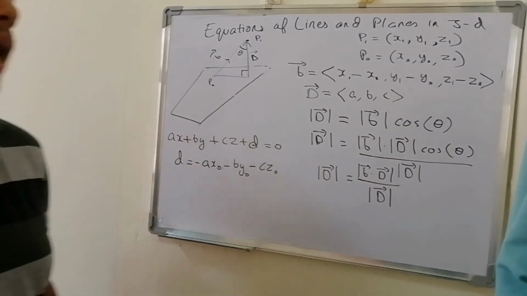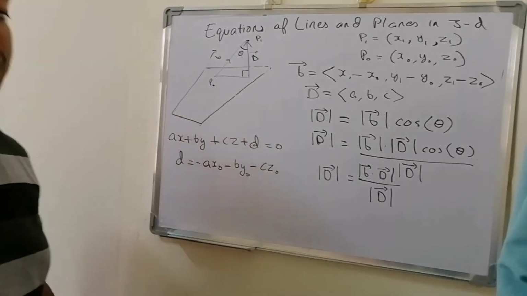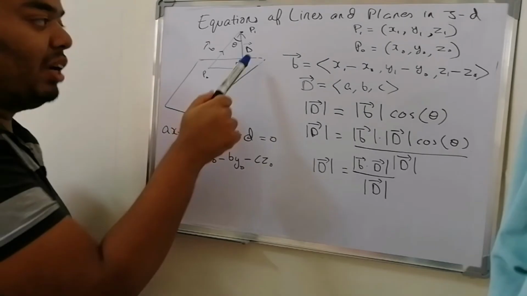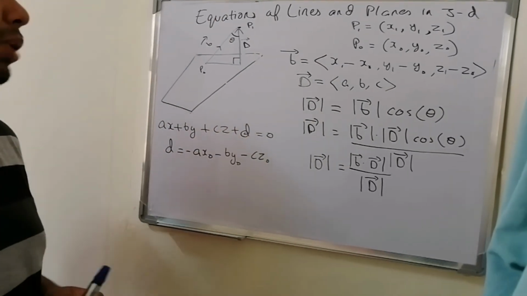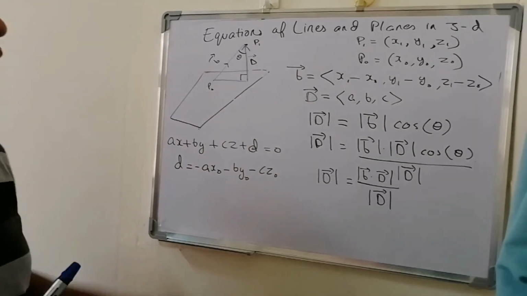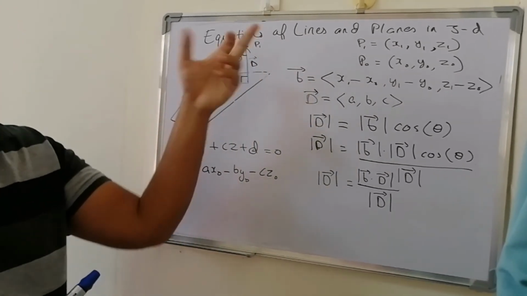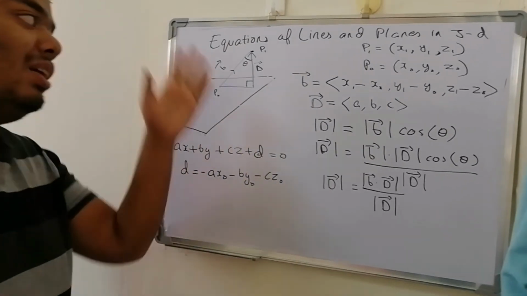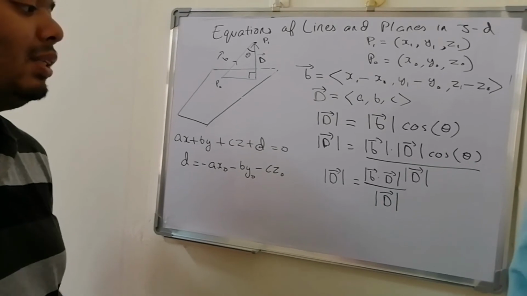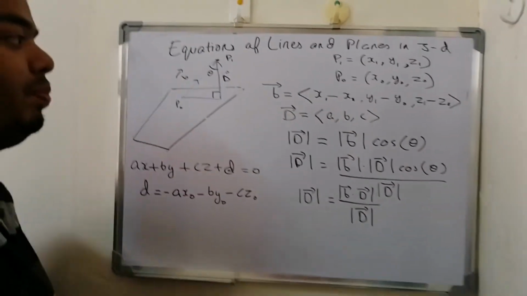Why didn't I want the cos theta here? Because we don't have the value of theta. Maybe in the question you will not be given the value of theta. You will only know the normal vector D to the plane. You will know a point, any point on the plane, and you'll be asked to find the distance from that particular point to the plane. So now let's go ahead and expand this so that we can get a formula we can use.